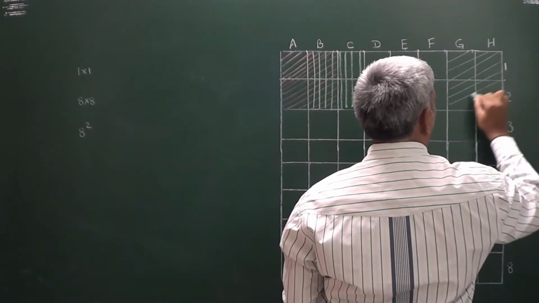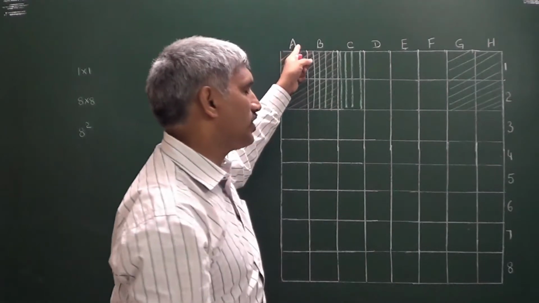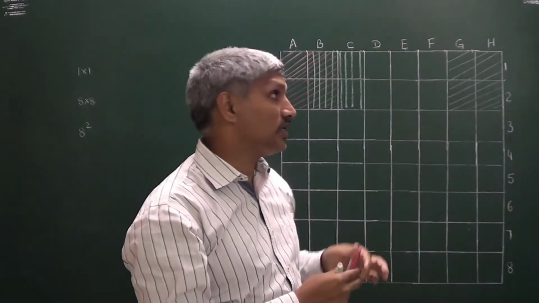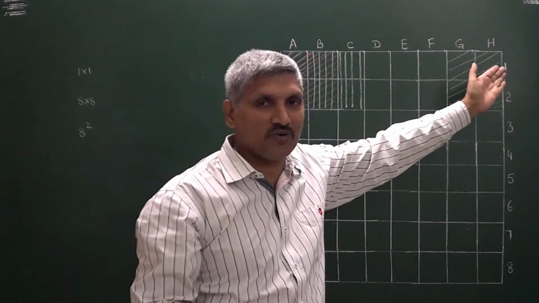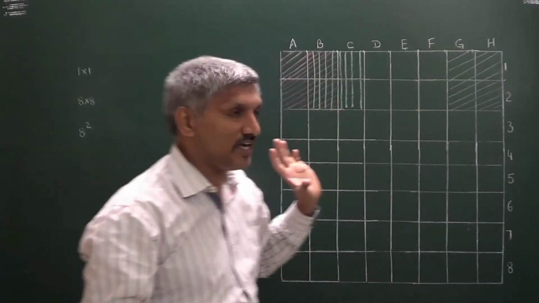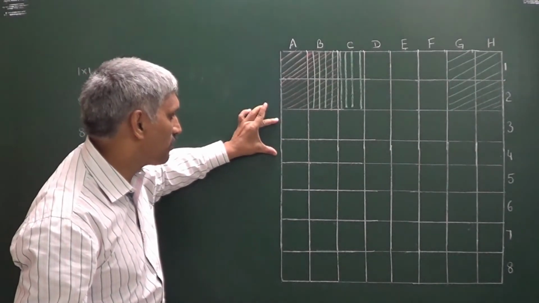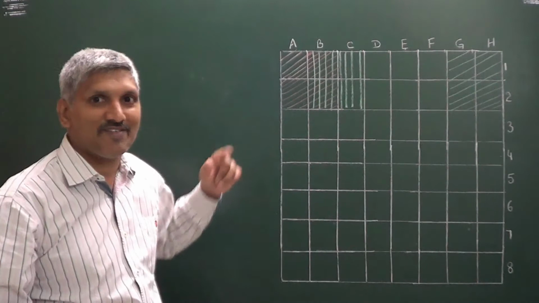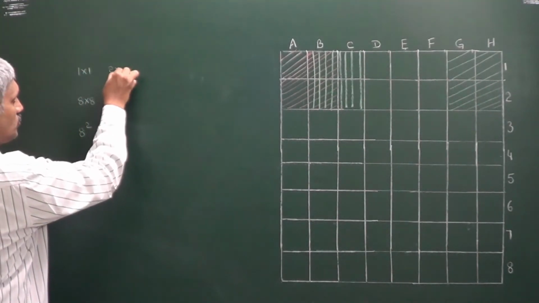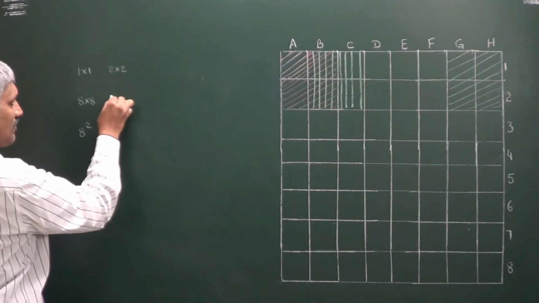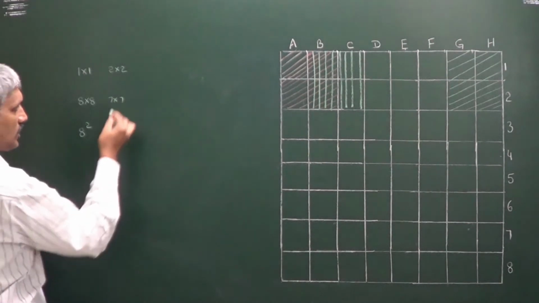In this row, starting from A, we got up to G. These type of squares, total 7 are there in this row. But these type of rows, how many are there? 7 are there. That's why for squares of size 2 by 2, we have 7 into 7 squares.